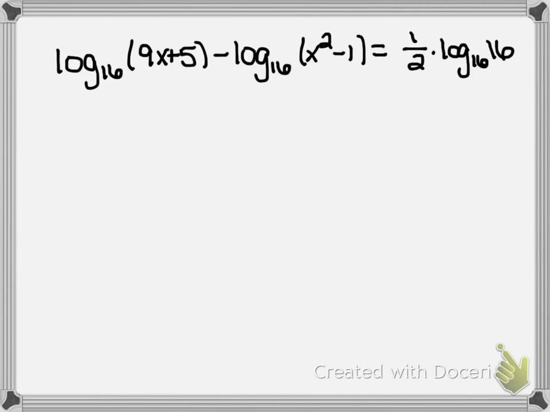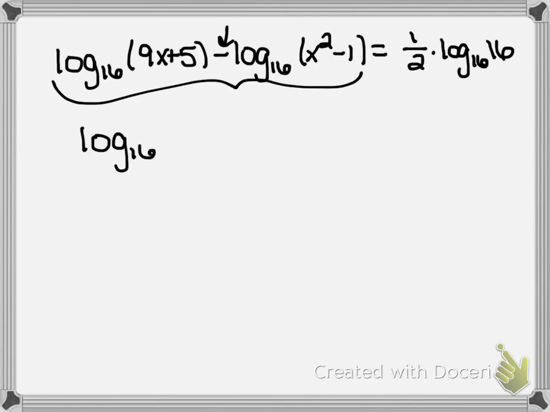So now I can use my log properties. What's going to happen over here on the left is these two logs are separated by subtraction. So I'm going to put these two logs back together with division. That means the 9x plus 5 is going to be on top, and it's going to get divided by the x squared minus 1.